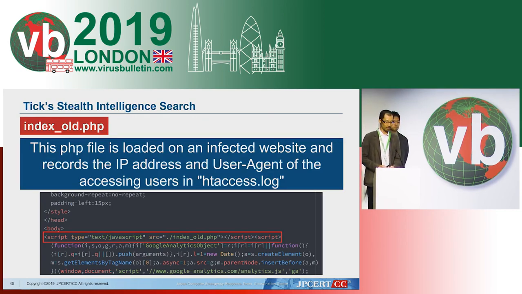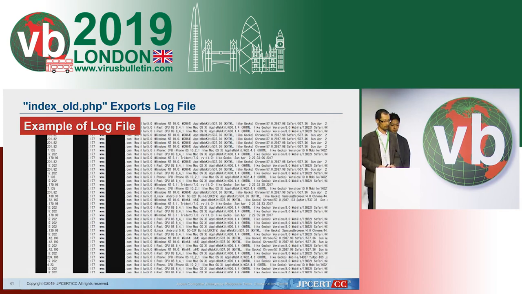Compromised websites are used as sheet servers. The websites are embedded with index_old.php, which collects the access log of those who visit the website. It seems that the attacker conducted watering hole attacks using this log. So this is an example of the log file. The IP address and user agent are recorded in this log.